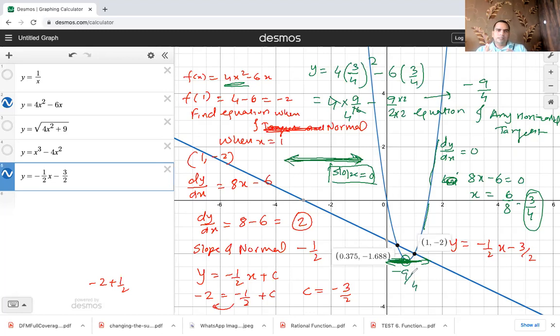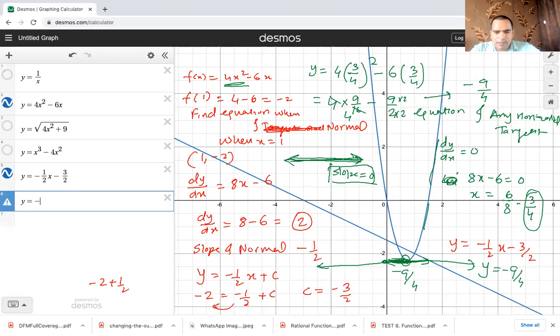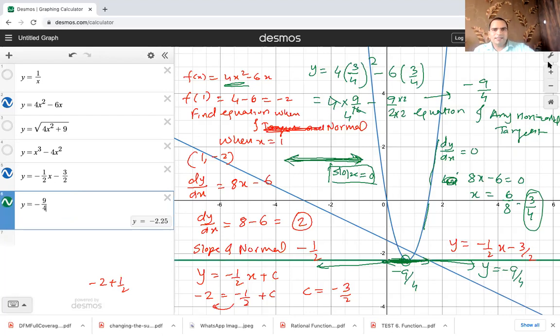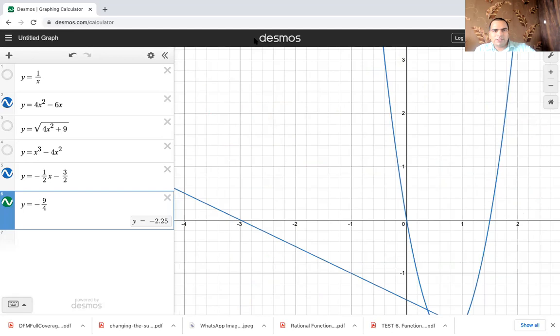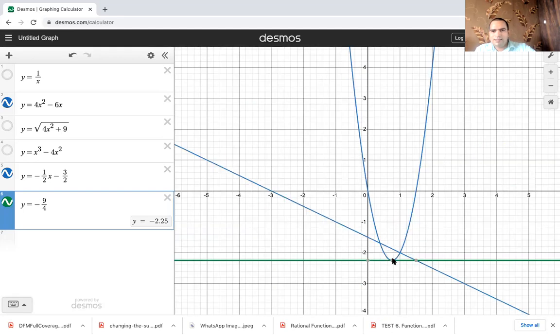Because the horizontal line is where this crosses the y-axis, this point will be minus 9 over 4. So the equation of this will be y equals negative 9 over 4. Now, if I draw that here, you can see that it is also a tangent. If I do y equals negative 9 over 4, you can see that it is nothing but the horizontal tangent that we were looking for. If I clear out the rest of the things, you can see more clearly that this is the horizontal tangent.